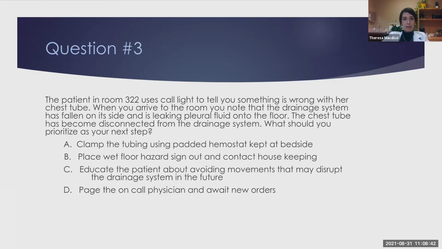Is it A, clamp the tubing using a padded hemostat kept at bedside? B, place the wet floor hazard sign out and contact housekeeping? C, educate the patient about avoiding movements that may disrupt the drainage system in the future? Or D, page the on-call physician and await new orders? I'll give you guys a little bit of time with that.